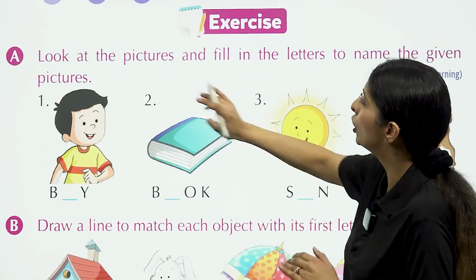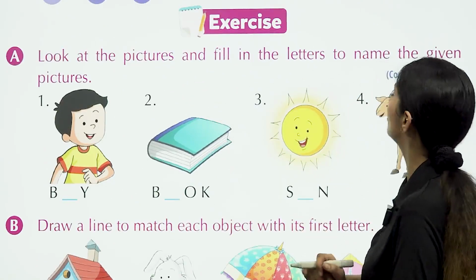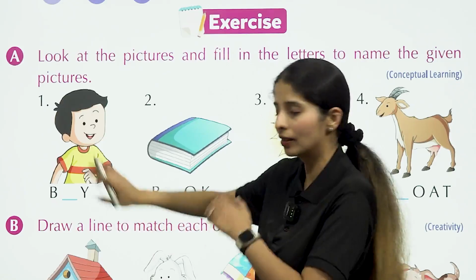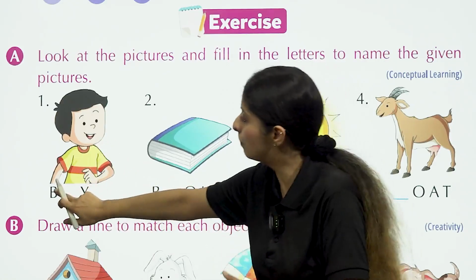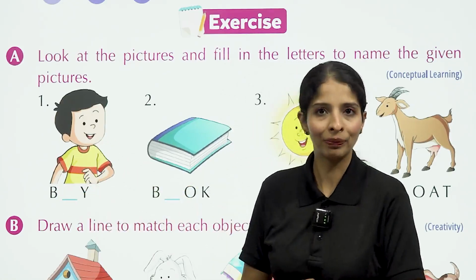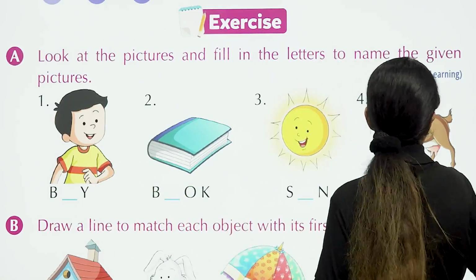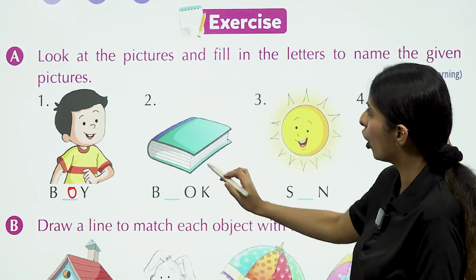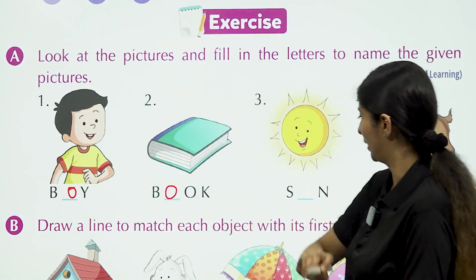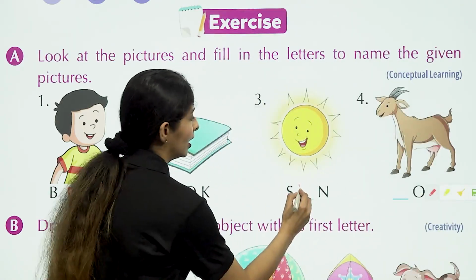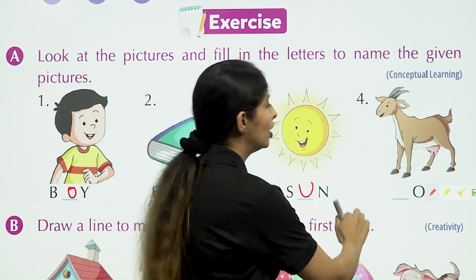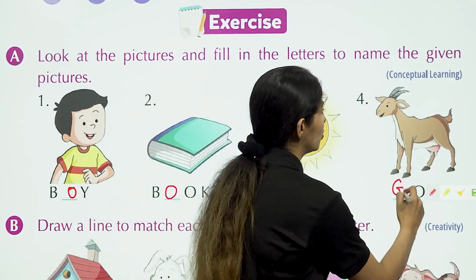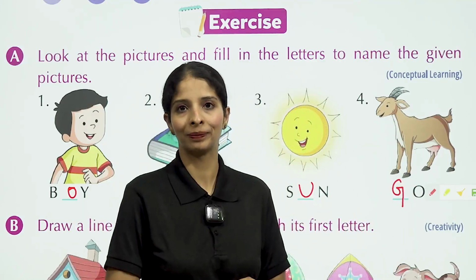Now here, look at the pictures and fill in the letters to name the given pictures. This is a picture of a boy, B-Y. What will you write here? You will write O. Here also O. Here you will write U. Here you will write G to complete this word.